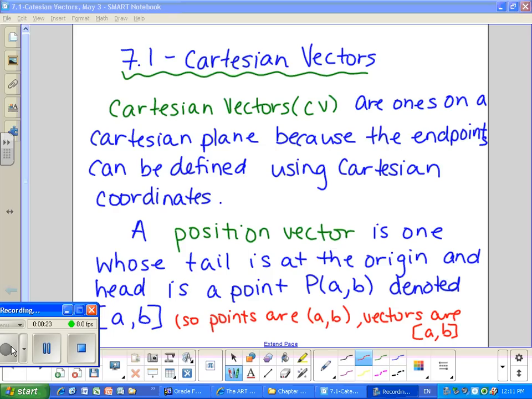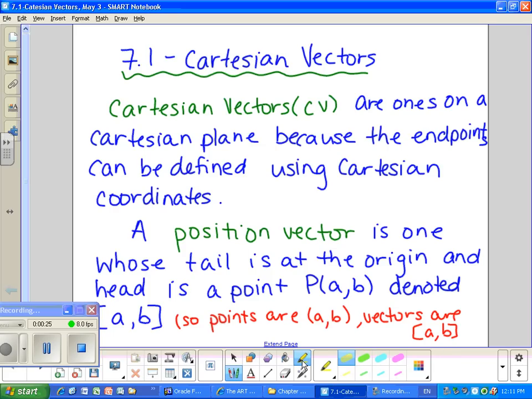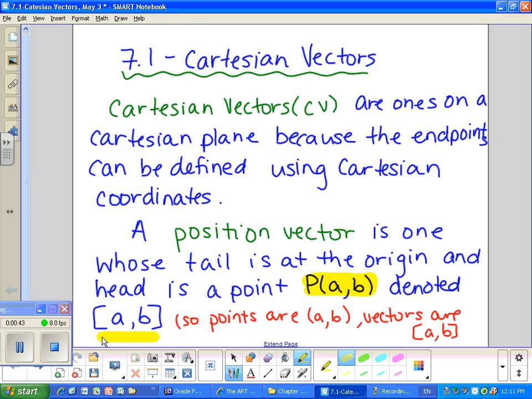So, here we go. A position vector. This is a vector whose tail, the dot, is at the origin, and the point would be the head of it. So if we have this as our point, the AB, we'd say 1, 2 in round brackets. If you say it with square brackets, that is now a notation for a vector. So if you see coordinates with square brackets, it's a vector.